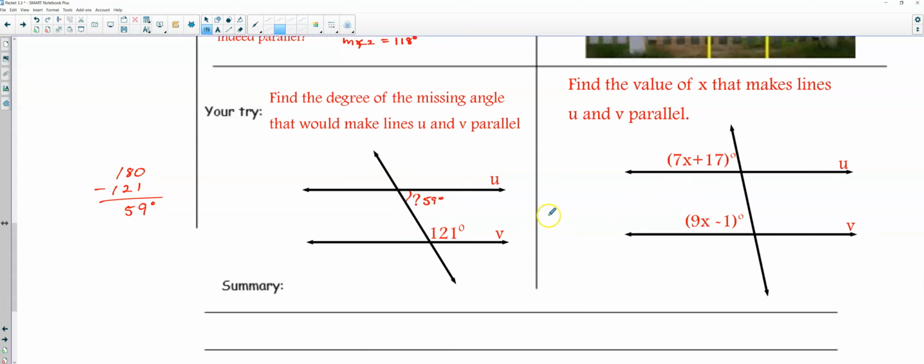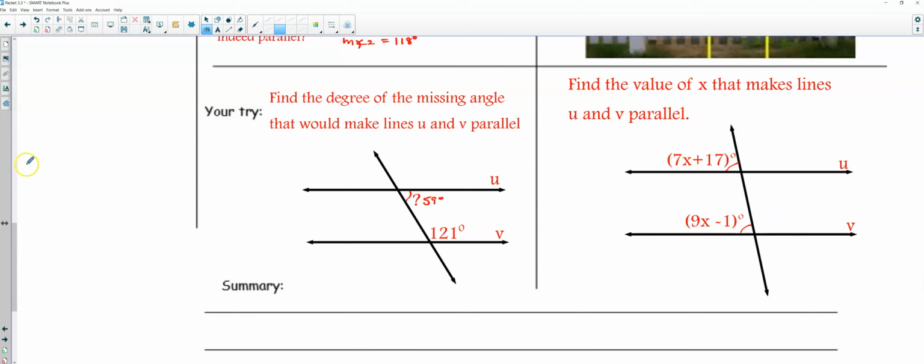Pause the video. Make sure that you do that and let's work the problem. After that, then come right back to see the answer. Alright, what you need to know is what type of angles they are. They are corresponding angles, and corresponding angles are congruent for lines U and B to be parallel. If these two angles are congruent, then these two lines would be parallel.